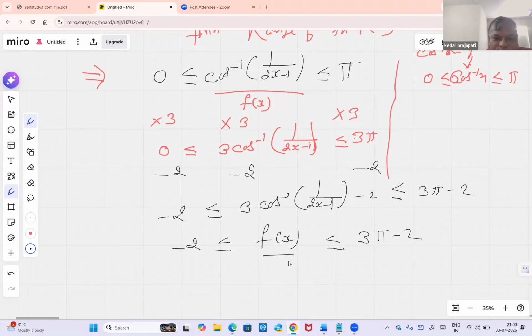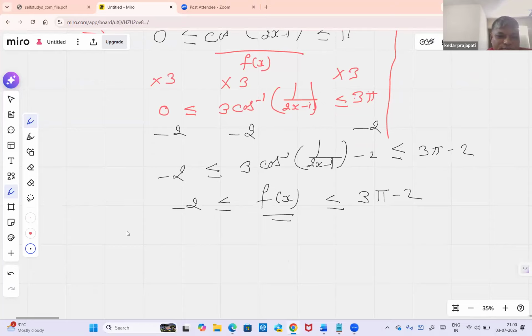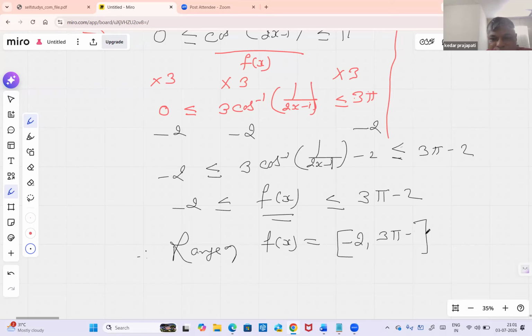So the range of f of x is how much? The range of f of x is the closed interval from -2 to 3 pi minus 2. Any doubt? You understood? Yes, sir. Okay.